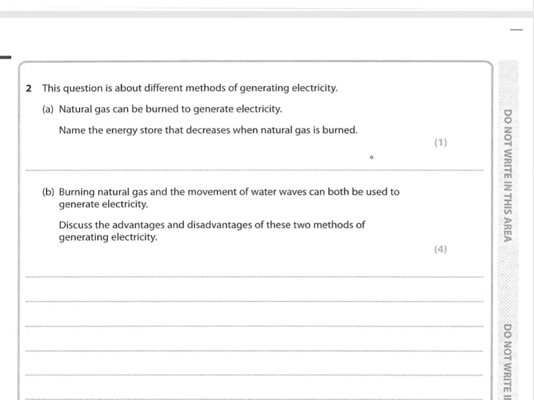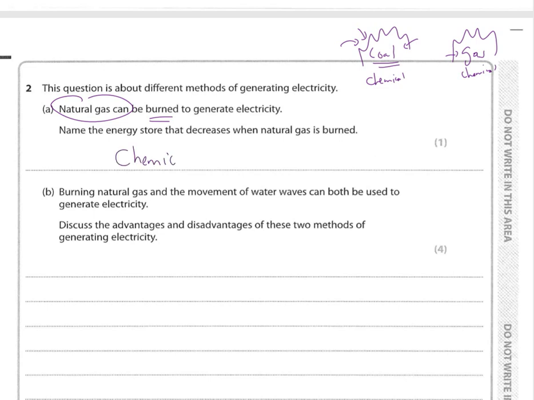Okay, now the question about different methods of generating electricity. Natural gas is burned, so you're burning natural gas. Same thing if you were burning coal. So name the energy that decreases when it's burning. You need to ask yourself what energy is stored in the coal. Coal is chemical energy, so therefore the gas will also have chemical energy. At home, whenever your parents are cooking something, whenever the boiler is running, you are using gas to heat up your house or to cook. So that is chemical energy.